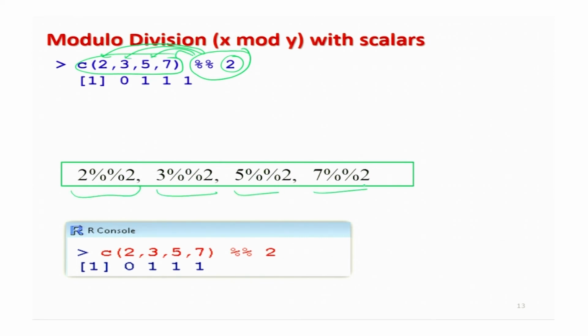So obviously when you try to divide 2 by 2, the remainder is going to be 0. When you try to divide 3 by 2, the remainder is going to be 1. When you try to divide 5 by 2, the remainder is going to be 1, and when you try to divide 7 by 2, the remainder is going to be 1. And this is the screenshot. So you can see that this modulo division is working exactly on the same line as the other operations.